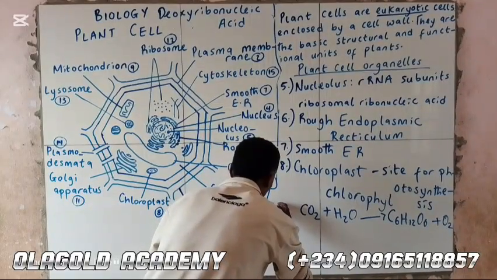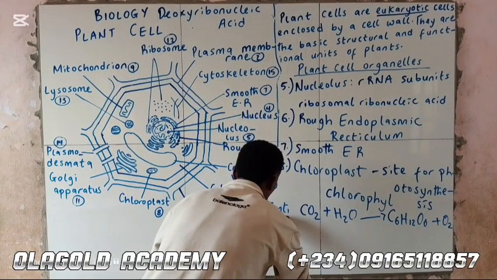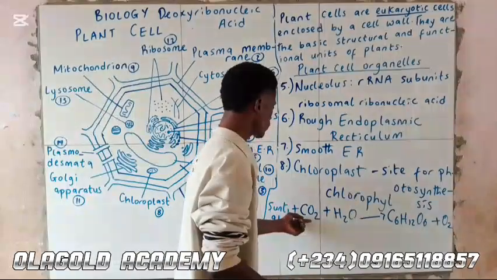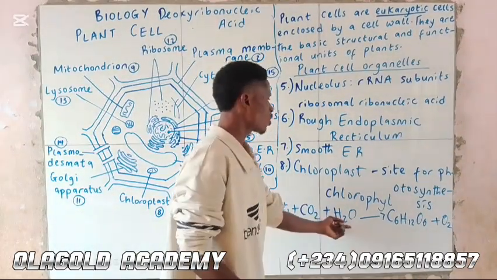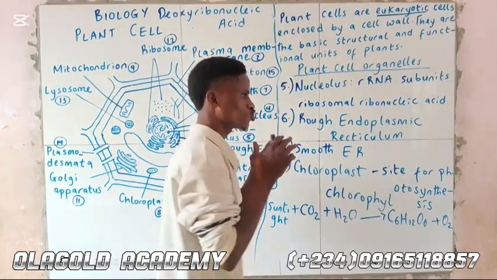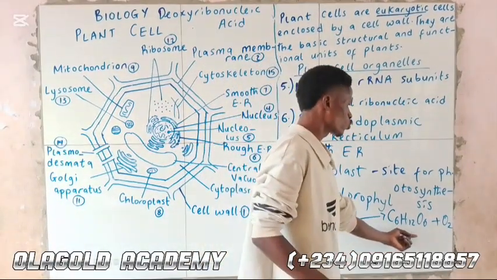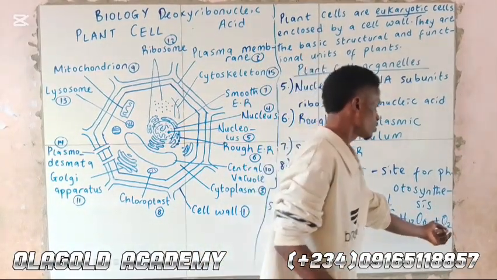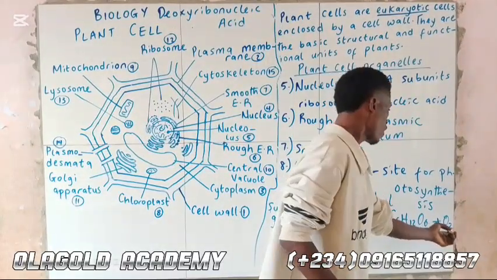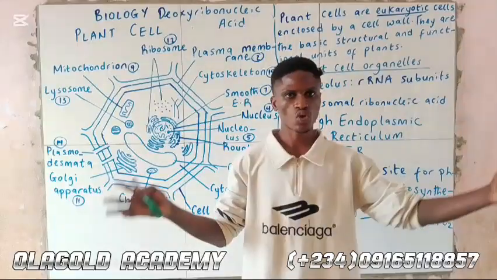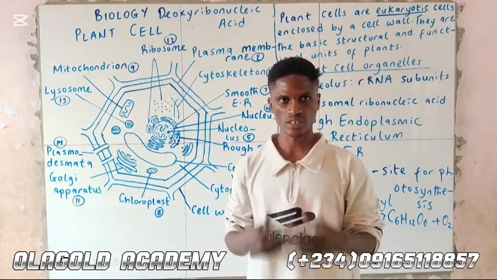Now we have this one. We have sunlight. So these two, carbon dioxide and water, together with sunlight, are being used to produce glucose and oxygen. This oxygen is being given out to the surrounding, and that is what me and you breathe in.